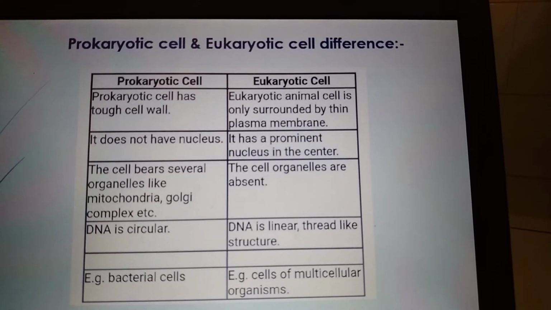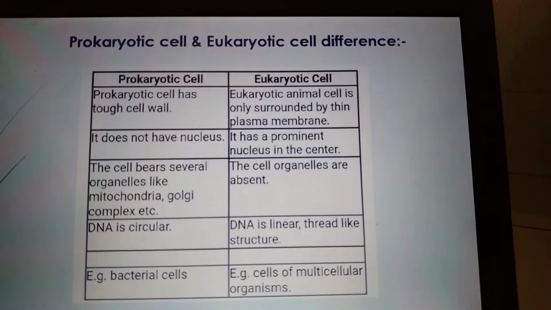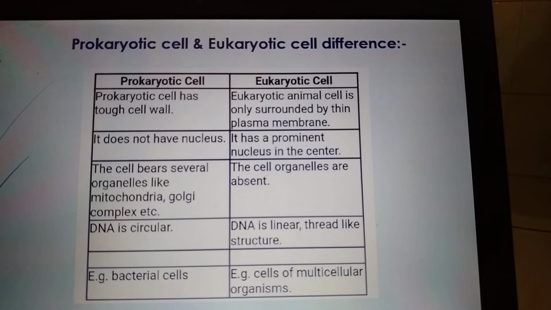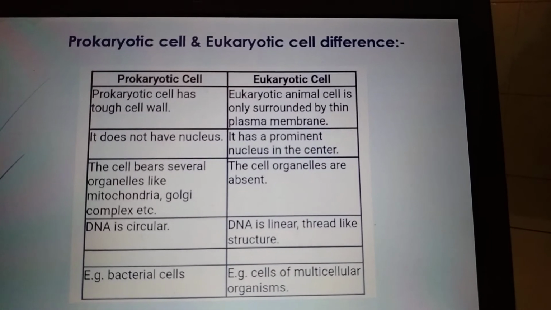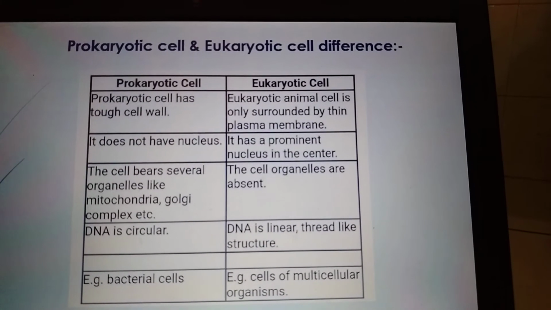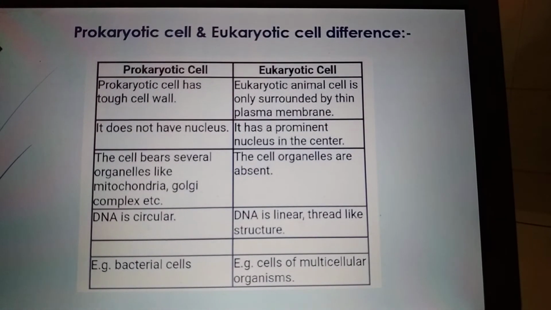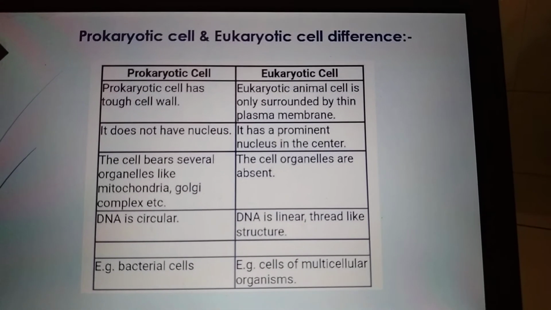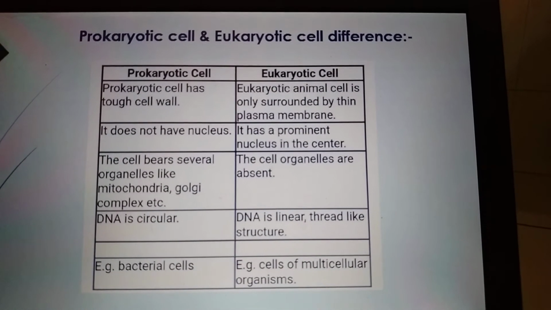Then prokaryotic cells do not have a nucleus, while eukaryotic cells have a prominent nucleus in the center. Then eukaryotes bear several organelles like mitochondria and Golgi complex, while in prokaryotic cells the cell organelles are absent. In the prokaryotic cell, the DNA is circular. In the eukaryotic cell, the DNA is a linear, thread-like structure. An example of a prokaryotic cell is the bacterial cell, and for eukaryotic cells, the cells of multicellular organisms.